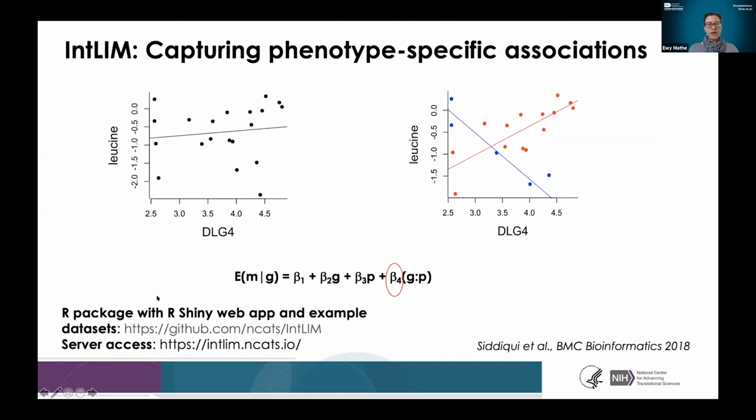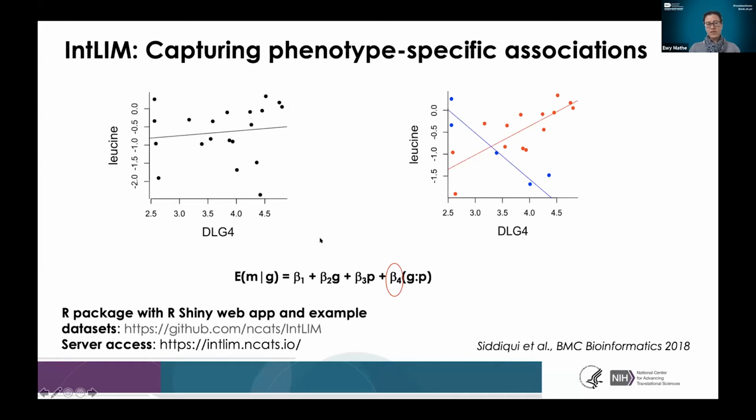So a couple of years ago, we created this method, which is a linear-based method to capture phenotype-specific associations. So broadly speaking, imagine you have gene measurements here on the x-axis and then a metabolite measurement on the y-axis. And if you look for a global association, you're not going to find any. However, if you color code the samples by phenotype, you can see that there's a positive relationship between DLG4 and leucine in the red samples, and there's a strong negative relationship in the blue samples. And this is precisely the type of relationships that we're after.